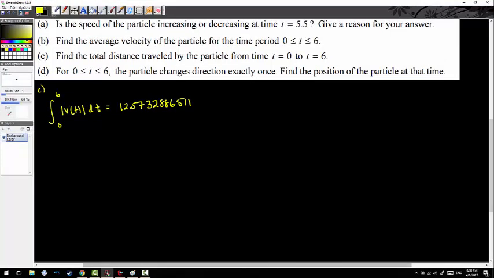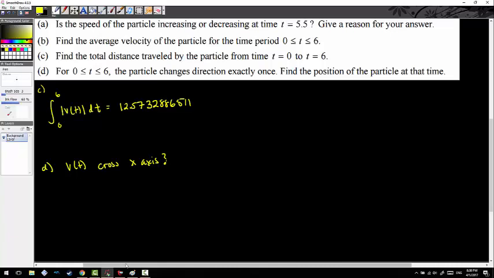So, for Part D, for between 0 and 6, the particle changes direction exactly once. Find the position of the particle at that time. Okay, so let's talk about how I'm going to do this. Well, in order for me to find out where the particle changes direction, what I have to do is first find out where my velocity not just equals 0, but where velocity crosses the x-axis. Right? Because it's not just enough that the velocity would equal 0, because the velocity could equal 0 and keep heading in the same direction.